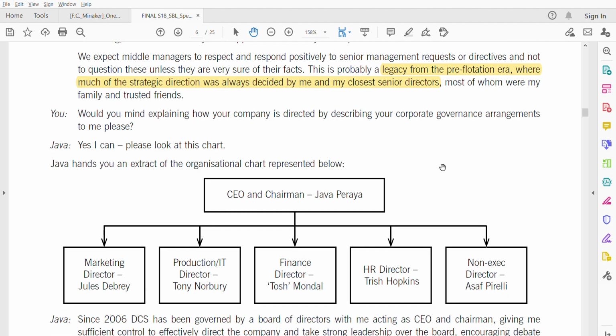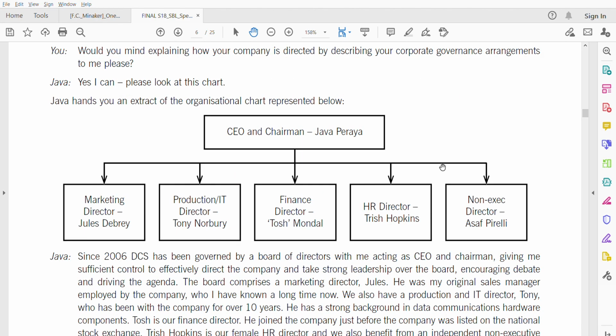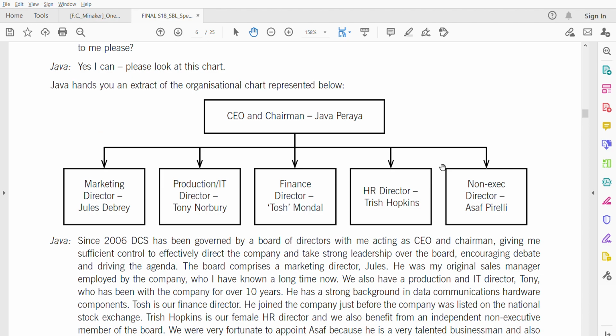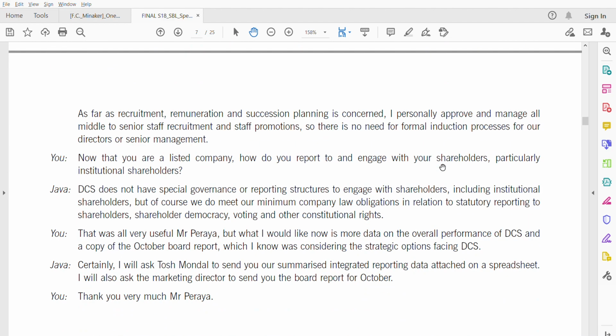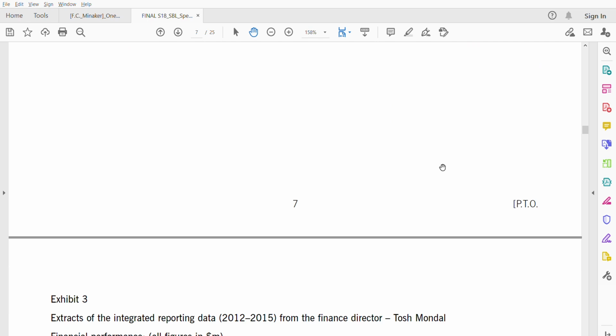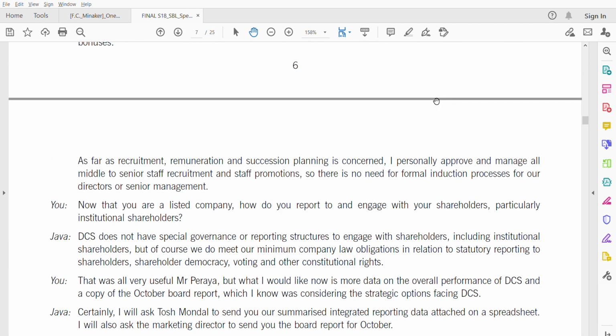Okay, so Java says, yes, I can. Please look at this chart. So Java hands you an extract of the organizational chart, represented below. So this is a chart. CEO and the chairman is Java. Marketing director, production, IT director, finance director, HR director, non-executive director. Okay. Now let's go to Java. You can see that this is a very long exhibit. So exhibit 2 needs time.